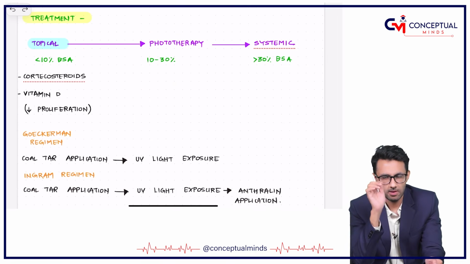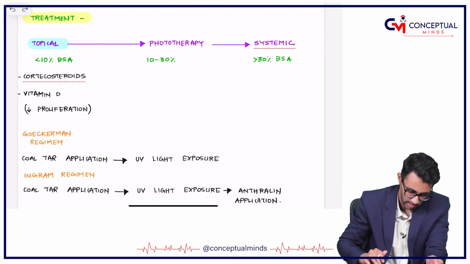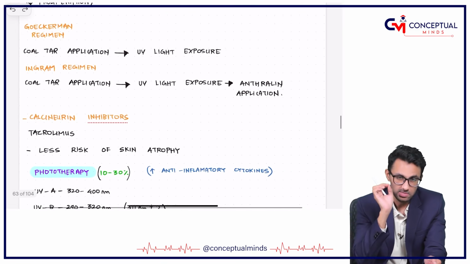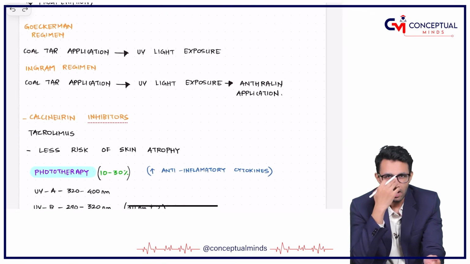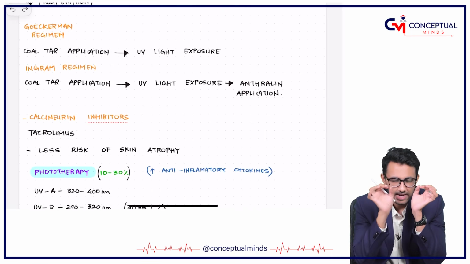Coming on to the next one, that is phototherapy. Do we give phototherapy to all? No. When do we give it? When it is between 10 to 30%. There are two regimens that we usually follow. We give the phototherapy to the patient using a very selected spectrum of light. It will be discussed, but just to get the concept right, I want you to understand how this works.